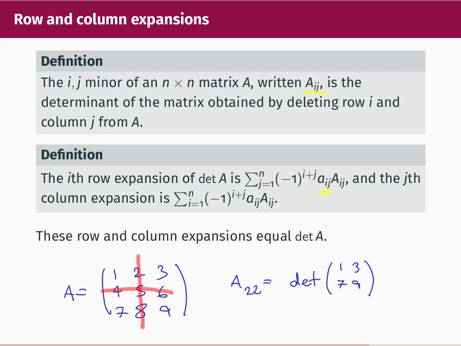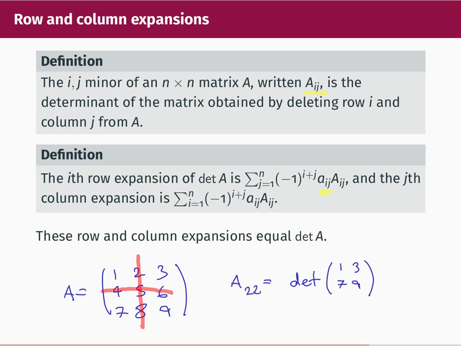Let me say this again. The entries of A which appear are the ones where i is fixed and j varies from 1 to n. That is, the entries in row i, so that's why it's called the ith row expansion. Similarly, the jth column expansion is the sum from i equals 1 to n of minus 1 to the power i plus j times the ij entry of A times the ij minor of A. And again, the entries of A which appear here are precisely the ones in the jth column, hence the name.